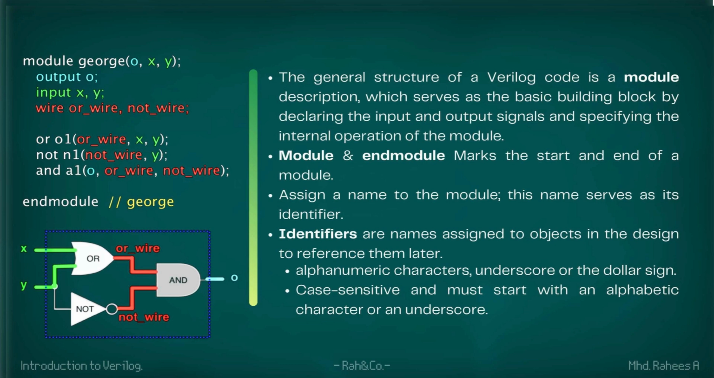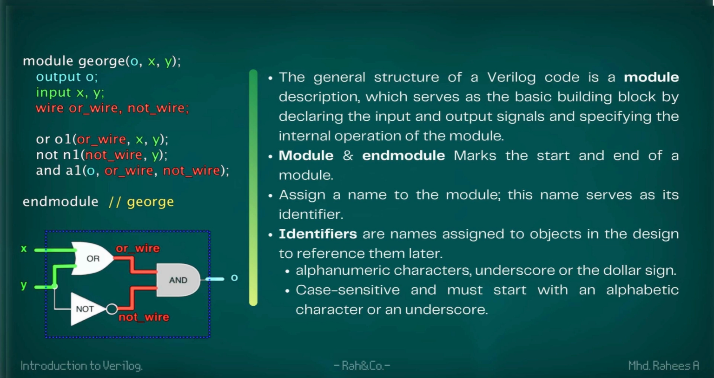The general structure of Verilog code is a module description, which serves as the basic building block by declaring the input and output signals and specifying the internal operation of the module. In the light of the given example, the first step to describing a module is marking the beginning and end of the module description with module and endmodule statements. We then give the module a name. This name is the identifier of the module.